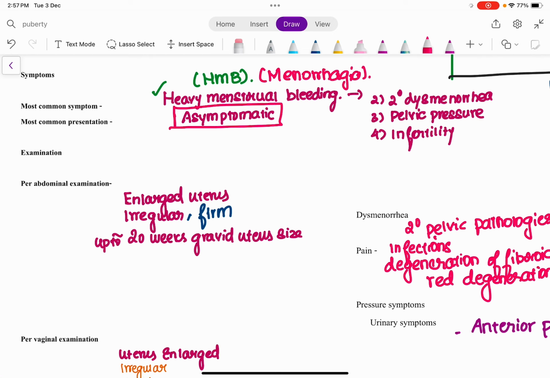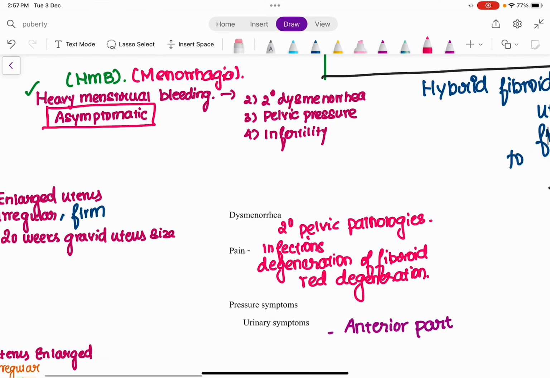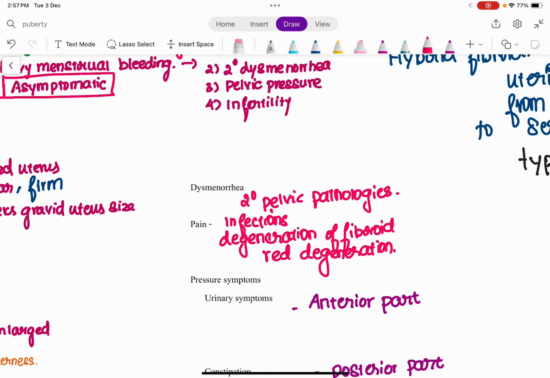Followed by that, the other symptom could be secondary dysmenorrhea. What do we mean by secondary dysmenorrhea? If you recall, the second module of gynecology was dysmenorrhea. Dysmenorrhea is pain during menstruation. Secondary dysmenorrhea means the patient is having painful menstruation secondary to some other pelvic pathology, and the pelvic pathology in this case is fibroid. Fibroid is a benign smooth muscle tumor of the uterus, and the uterus is situated in the pelvic cavity. So because of the secondary pelvic pathology, the patient is having painful menstruation.